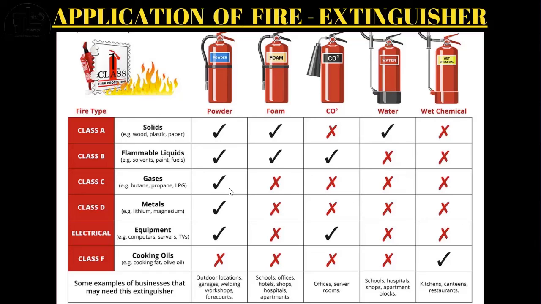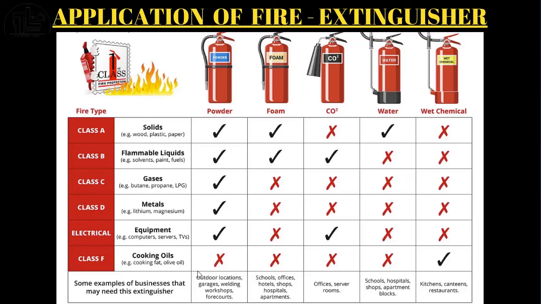If the source of fire is Class C, which is gases, then you can only use powder type of fire extinguisher. If it is Class D, metals, then you can only use powder type of fire extinguisher. If it is Class E, electrical, then you can use powder as well as CO2. And if it is Class F, cooking oil, then you can only use wet chemical.